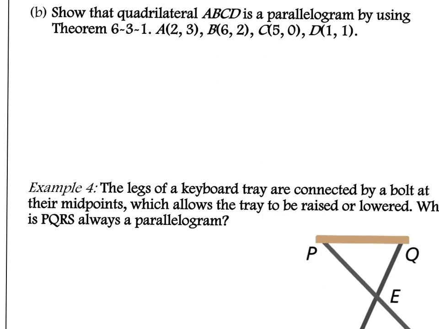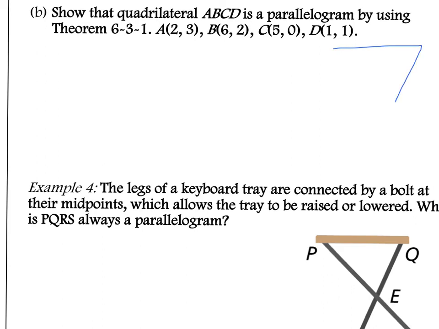This is the same question, just new numbers. The other way I find to be easy is to prove that the diagonals bisect each other. Bisect means they cut each other in half. So they would be cutting each other in half at the midpoint. So if you can prove that the two different diagonals have the same midpoint, then you will prove the diagonals bisect each other and you'll prove it's a parallelogram.